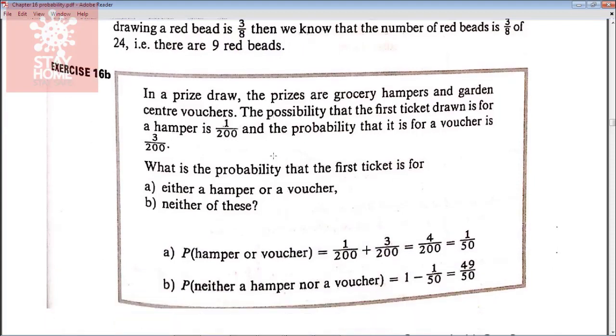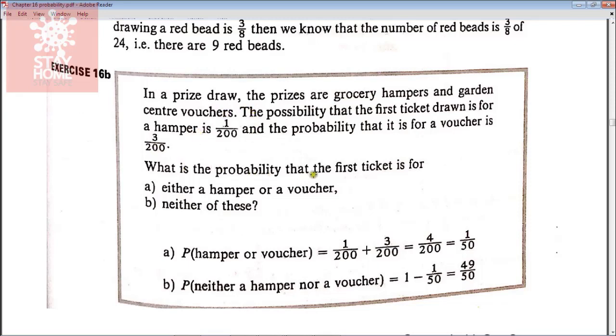Now come to the question example. In a prize draw, the prizes are grocery hampers and garden center vouchers. The probability that the first ticket drawn is for the hamper is 1 over 200 and the probability that it is for the voucher is 3 over 200. These are the given probabilities. Just keep them in your mind.